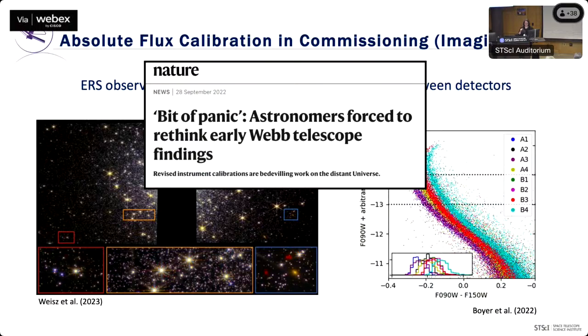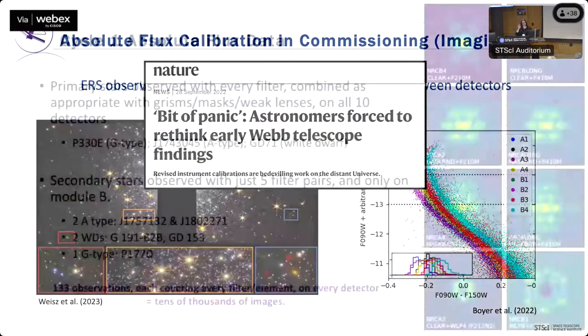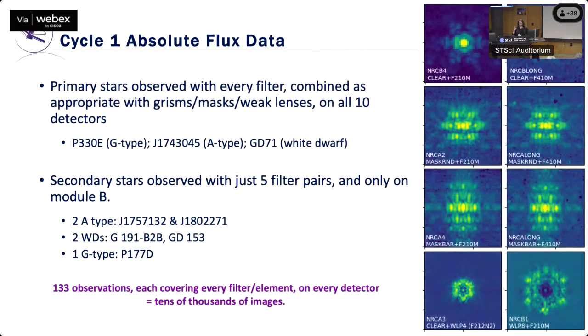And you might remember there was a bunch of press about this. There was a panic from the community. Everybody had to go back and look at their papers and rethink some of their conclusions. But we've got it all looking good now. So let me describe what the Cycle 1 calibration program looks like. This is a much more thorough program. This is 3 primary stars, a G-type, an A-type, and a white dwarf, that were observed on every single detector, every single filter, every mask, every GRISM, everything that you can think of with NearCam.